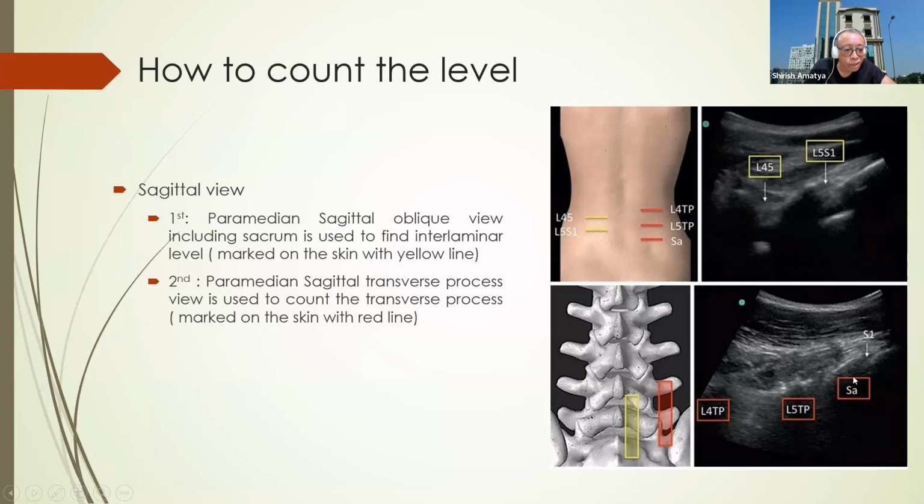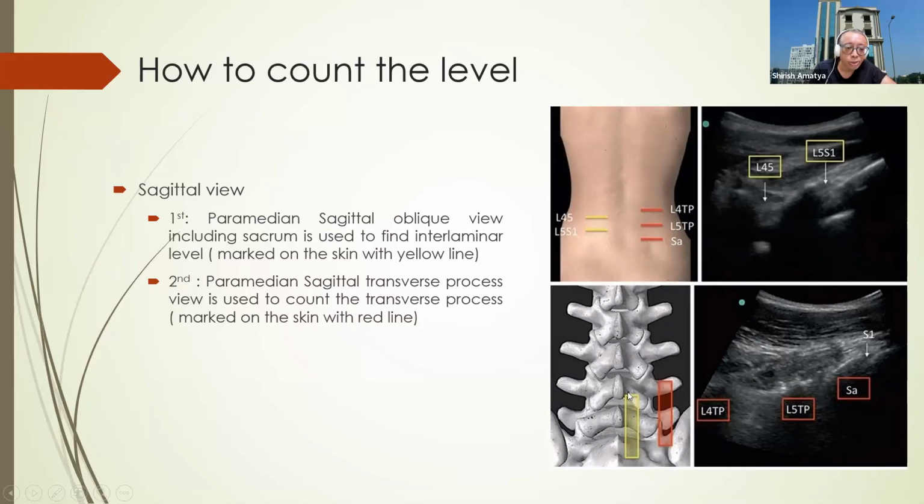Just above the sacral ala is the fifth lumbar transverse process, and above it is the fourth lumbar transverse process. So while doing this, we can go above and count the transverse processes, and then go into the spine and count the vertebral level. This is one of the ways, and another way is we can start more medially.